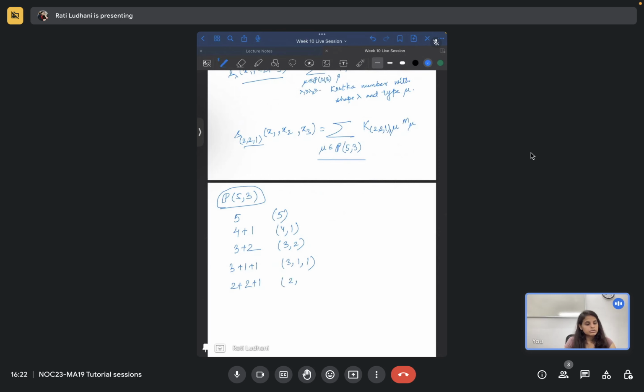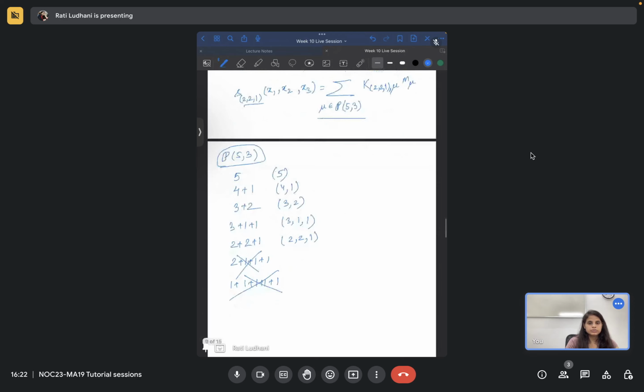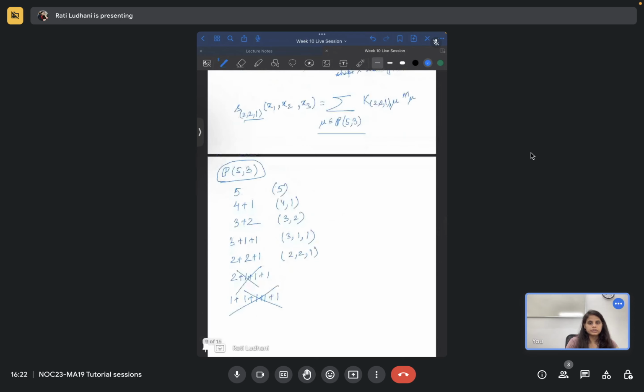Now you cannot go with this. This is not an option, because you need only 3 blocks. 3 blocks means 3 positions only. So you cannot have that. Even 1 plus 1 plus 1 plus 1 plus 1, you cannot have this either. Is that clear? What is partition of 5 comma 3? You partition 5 with 3 blocks.